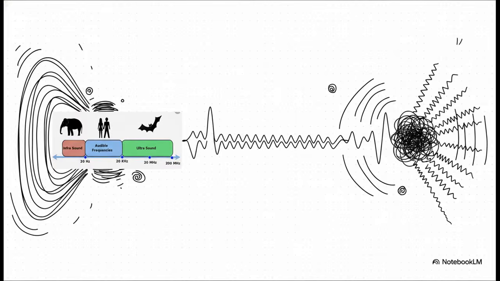And nature, of course, has figured out how to use this. You've got elephants using those super low infrasonic rumbles to talk to each other over huge distances. On the other end, you have bats using high-pitched ultrasound like a biological sonar to navigate and hunt in total darkness. It's the same exact physics, just applied in different, incredible ways.